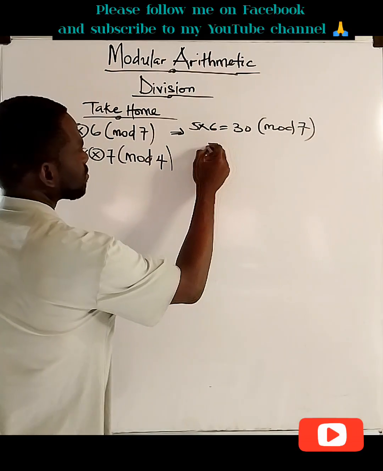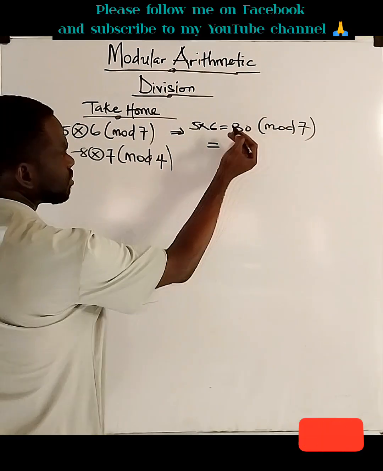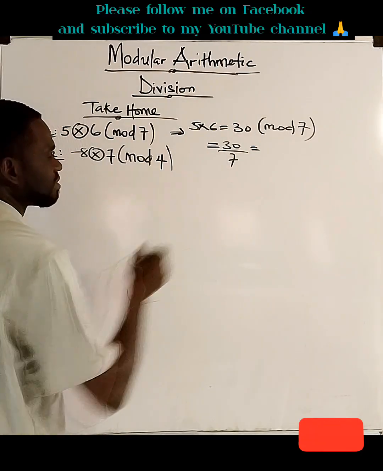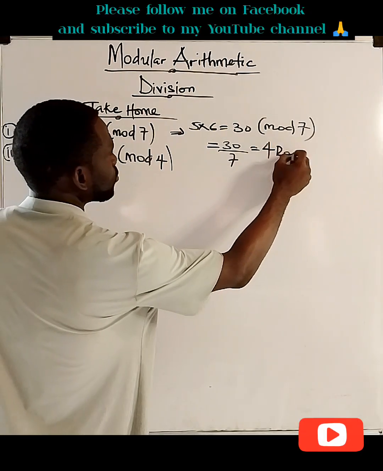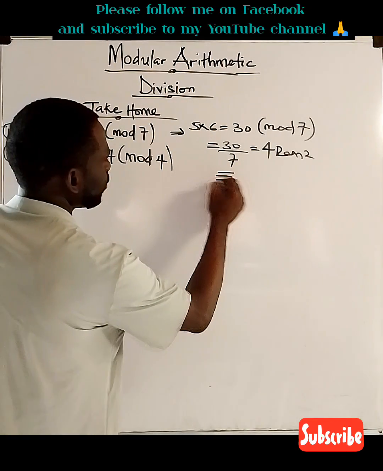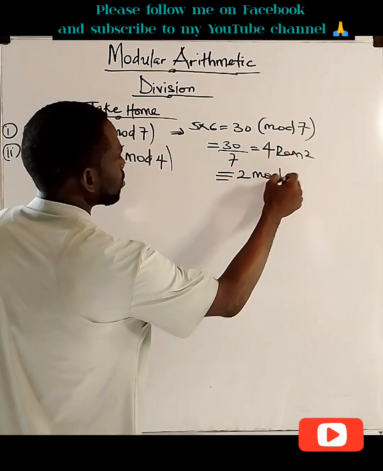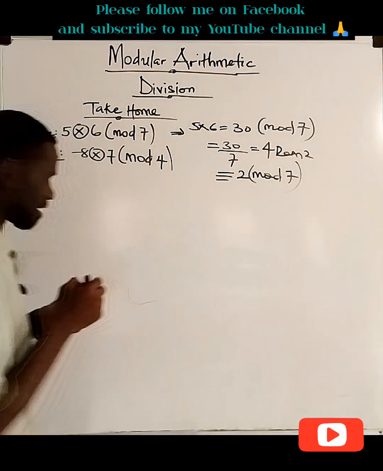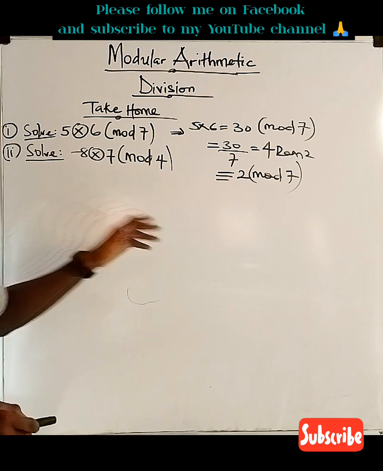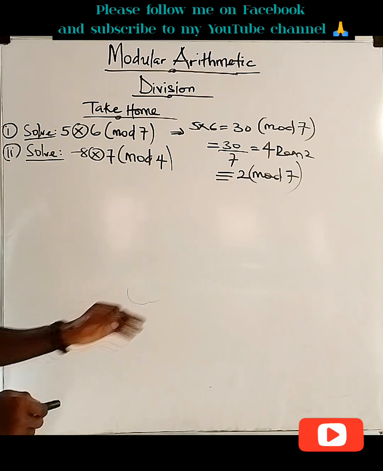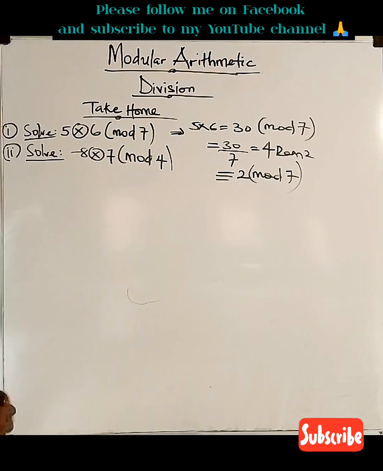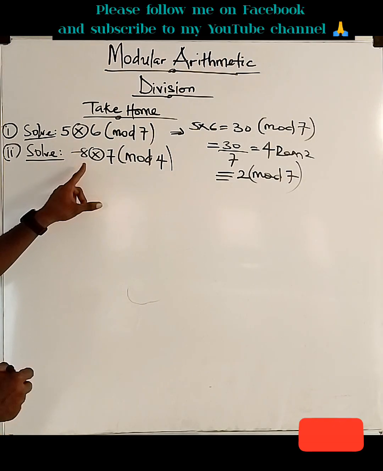What are we going to do there? 30 modulo 7. We're going to use 7 to divide this 30. So that'll be 30 over 7. So 7 into 30 will give us 4 remainder 2. So 5 times 6 modulo 7 is equivalent to 2 modulo 7. As simple as ABC. If we create an operation table, we're still going to get the same result. So 5 times 6 modulo 7 is 2 modulo 7. Very easy and direct.